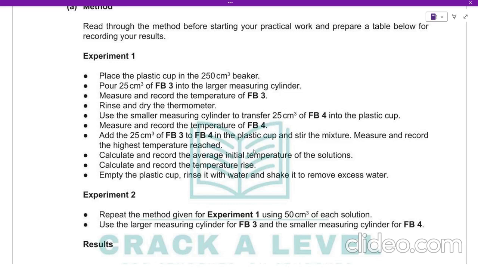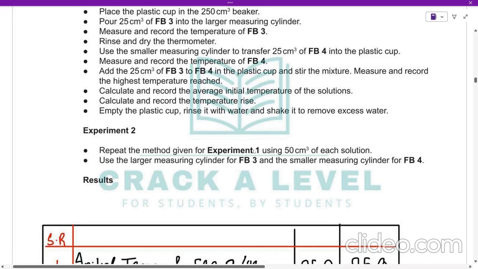Calculate and record the average initial temperature of the solution and calculate and record the temperature rise. Empty the plastic cup, rinse it with water and shake it to remove excess water. Repeat the method given for the experiment using 50 cm cube of each solution. So now we are not going to be using 25 cm cube of FB3 or FB4, we are going to be using 50 cm cube of each solution. Use the larger measuring cylinder for FB3 and the smaller measuring cylinder for FB4. So this means that we are going to be taking FB4 still as 25 cm cube, but we are going to be taking FB3 as 50.